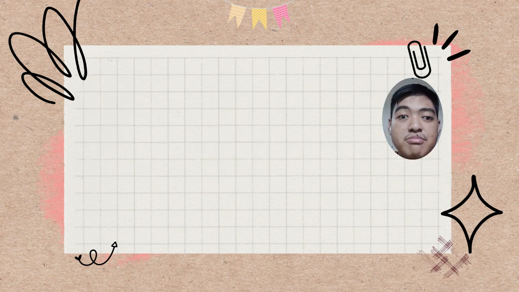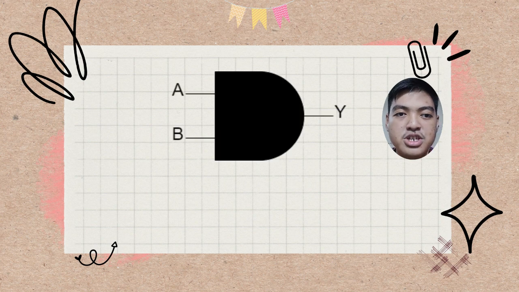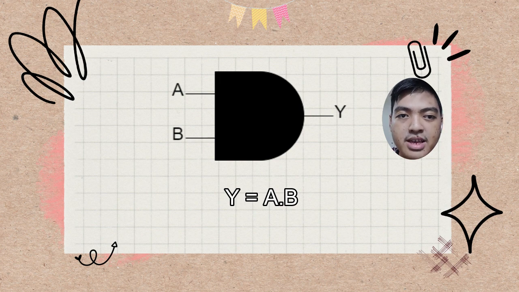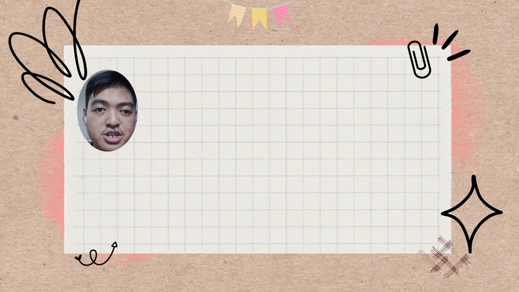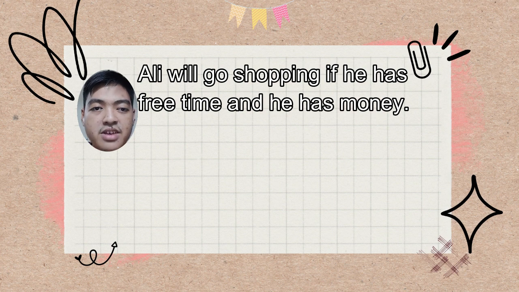These logic gates can be expressed using Boolean expression. For example, this logic gate here can be expressed as the following: y equals a dot b, where a and b are the inputs and y is the output. This Boolean expression can also be acquired through text. For example, Ali will go shopping if he has free time and has money.